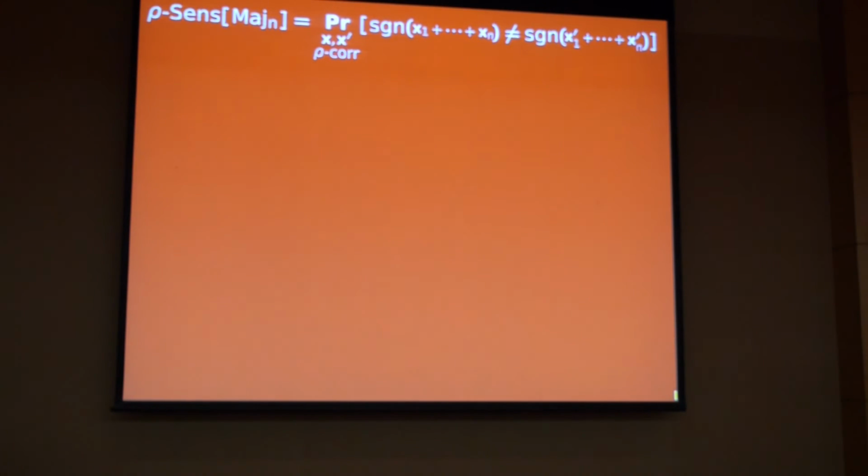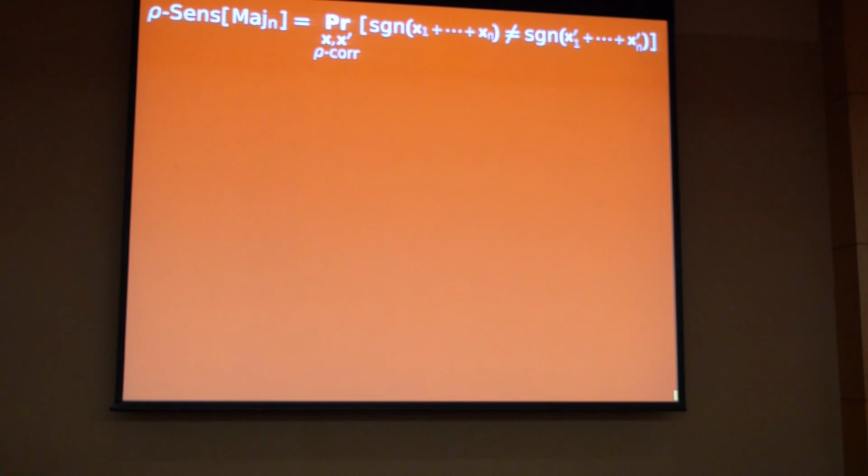So what is the rho sensitivity of the majority function on n bits? Well, by definition, it's the probability that majority of x differs from majority of x prime for rho-correlated inputs. And as we saw before, you can express the majority this way, the sign of the sum of the coordinates. Now, the sign of a number doesn't change if you divide by some positive number, so let's divide by root n inside both the signs. And now you see, for example, x is a random vector whose coordinates are plus or minus 1, 50-50 each. If you add them up and divide by root n, what you're going to get is a random variable that's pretty much like a Gaussian.